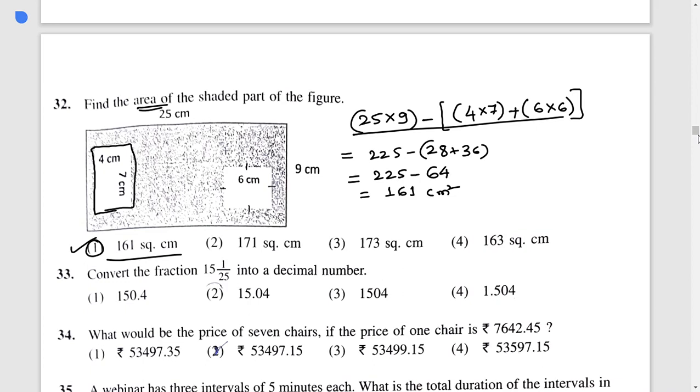Question number 33. Convert the fraction 15 integer 1 by 25 into a decimal number. So here 15 integer is there. 15 remains as it is. Only 1 by 25. 1 by 25 means you have to do like this. 0.000. 25 4s are 100. So it will be 0.04. 15.04 is the right answer. So it is option 2.